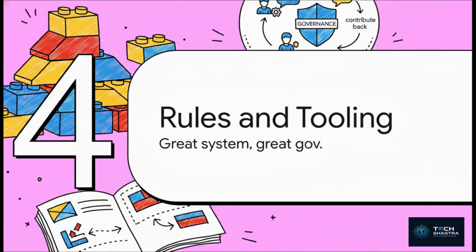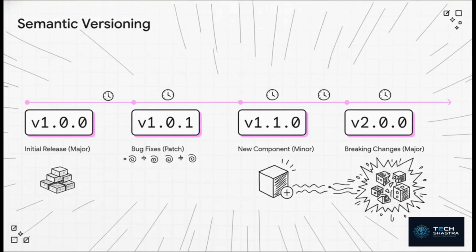Okay, so you've created your beautiful Lego bricks. But now you need that instruction manual we talked about, because honestly, a system without rules can cause just as much chaos as having no system at all. This next part is all about governance. A huge part of that is versioning. Using a system called semantic versioning is a total game changer. It's a simple way to communicate what your changes mean.